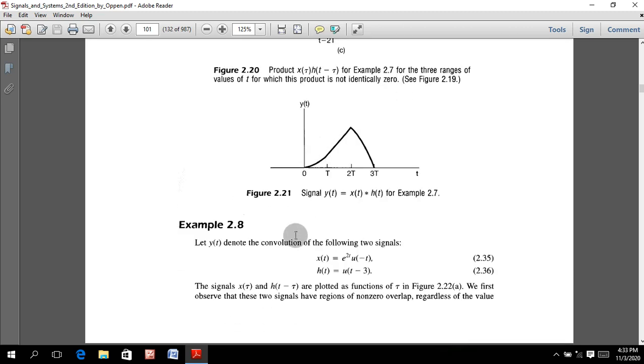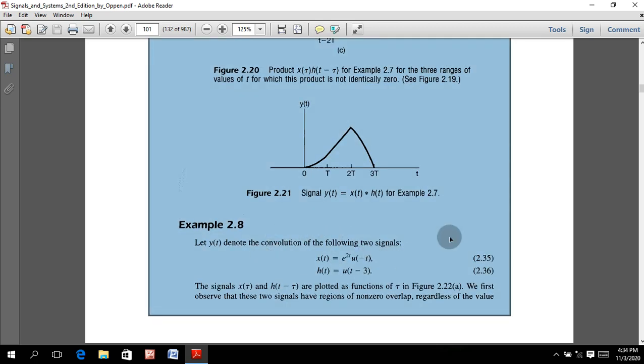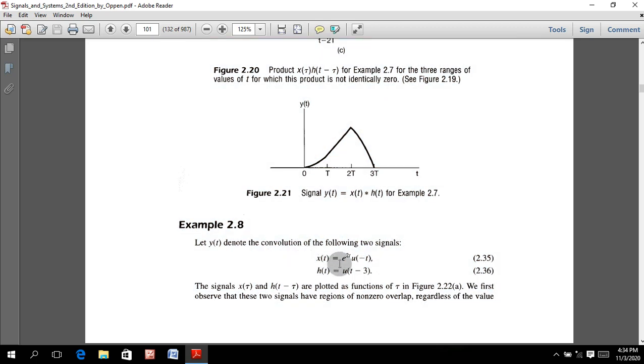The example says that the input signal is x of t equal to e to the power 2t into u of minus t, and h of t, the impulse response, is equal to u of t minus 3. It is a little bit problematic, so we are going to discuss this specific problem elaborately.